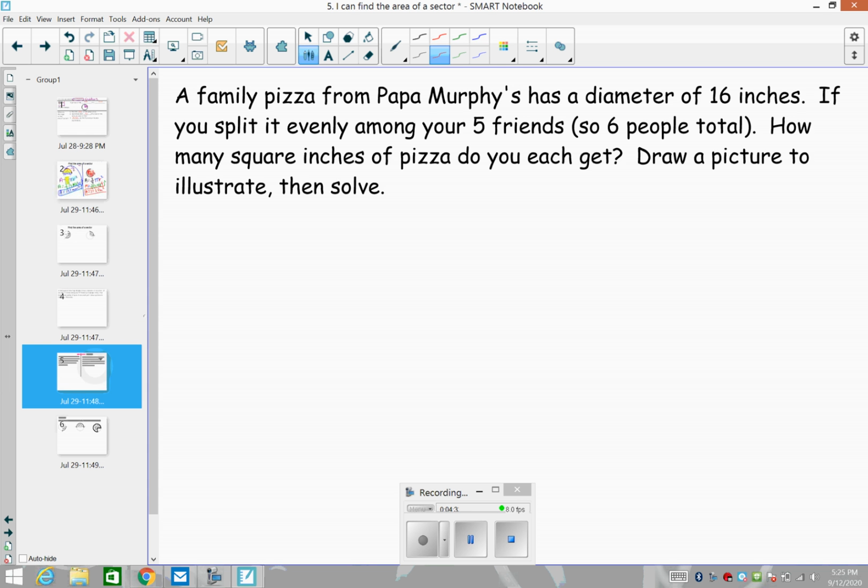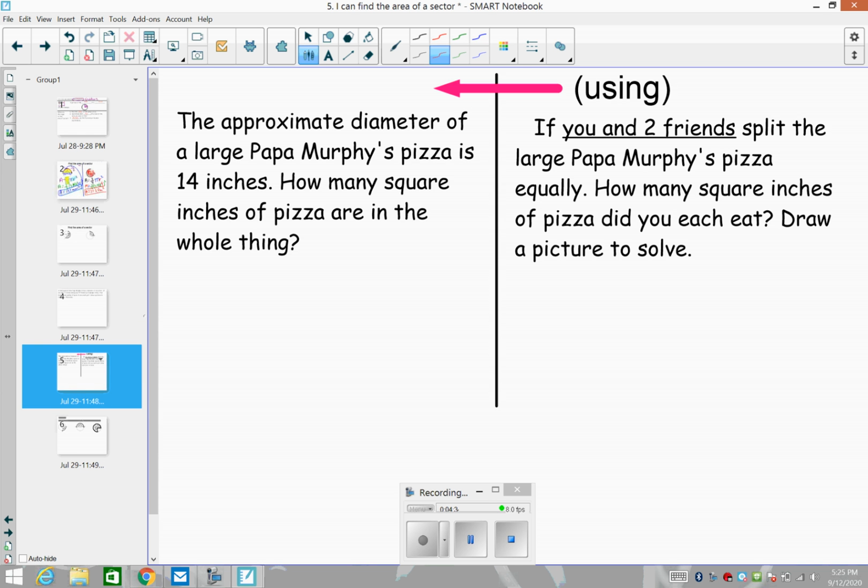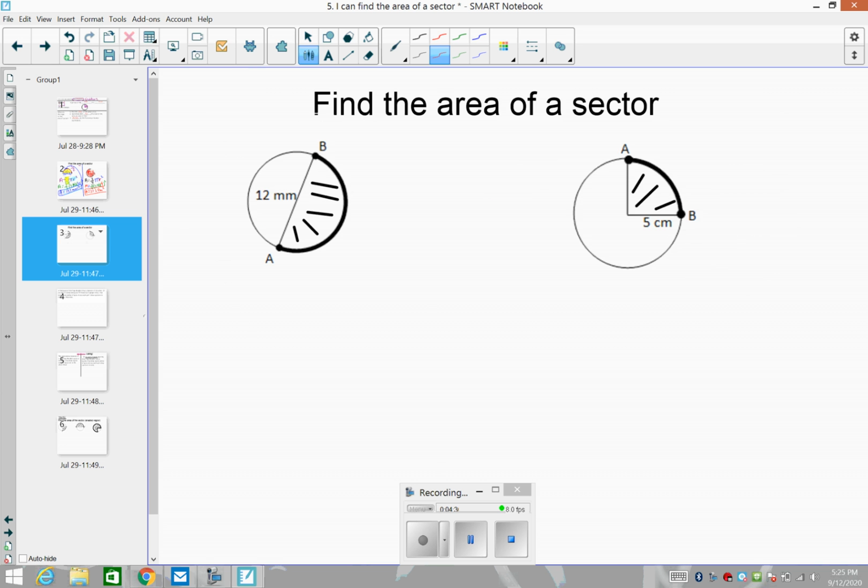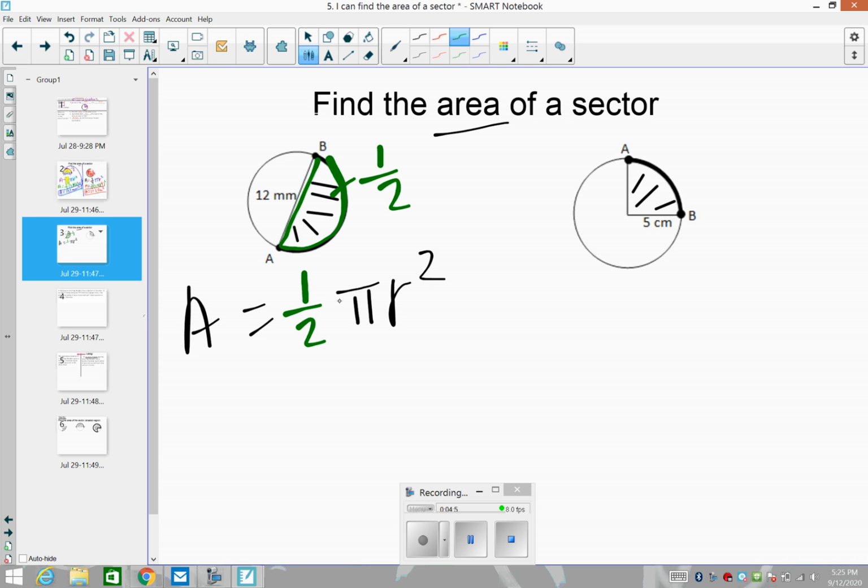So let's talk about these two. Find the area of the sector. So same kind of process there. Area. Pi r squared sounds like area to me. And we're talking about the section of the pizza. We're talking about 1/2 of the pizza. So we're going to take 1/2 the entire area. So we end up with 1/2 times 3.14 multiplied by the radius.